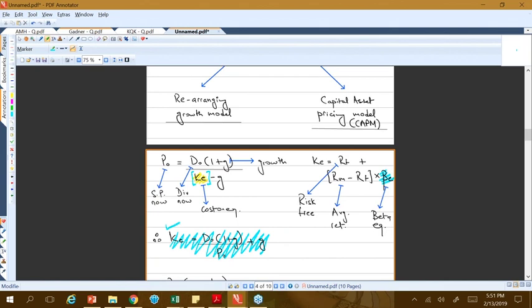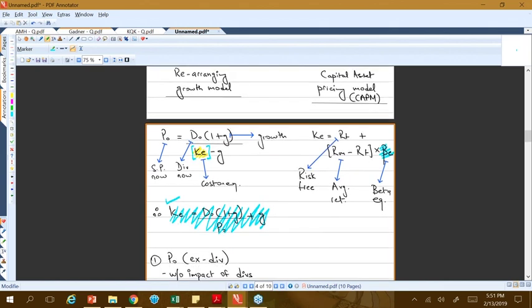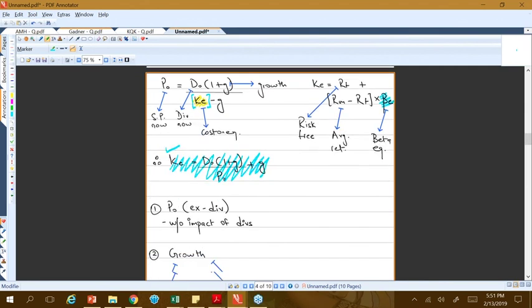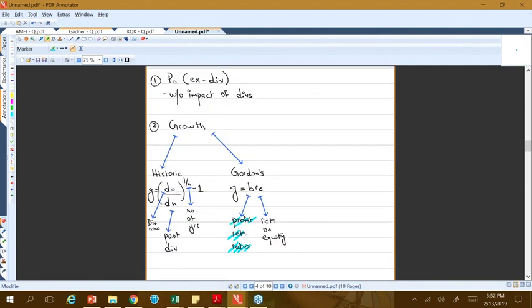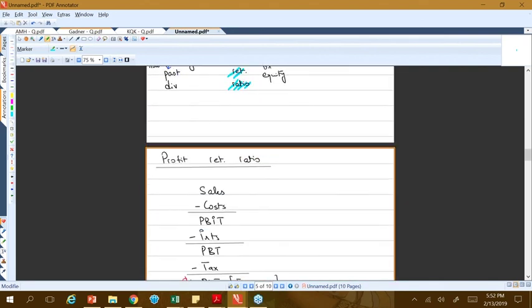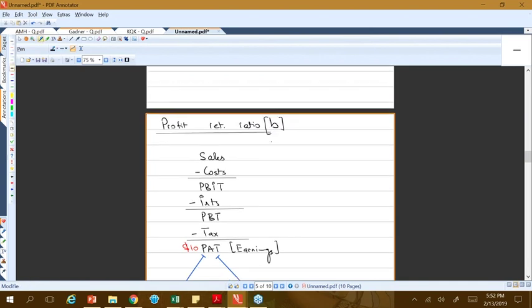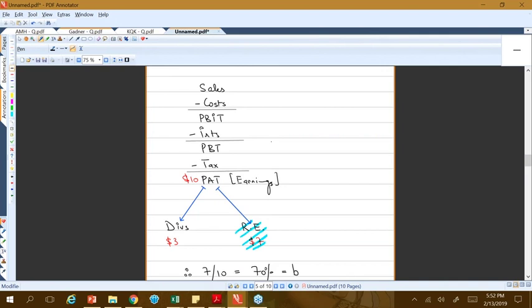There are two issues here. One is that you could be expected to use the ex-div share price, which is without the impact of dividends. And you should know how to work out growth. There are two ways to work out growth: historic and Gordon's model. When we think of Gordon's model, the problem area sometimes for students is the concept of B, which is the profit retention ratio. Again, I showed you how to work that ratio out.